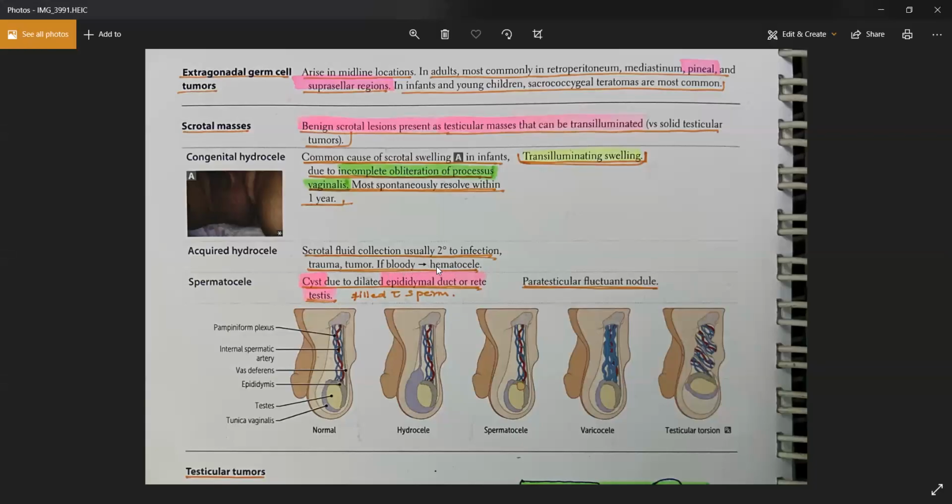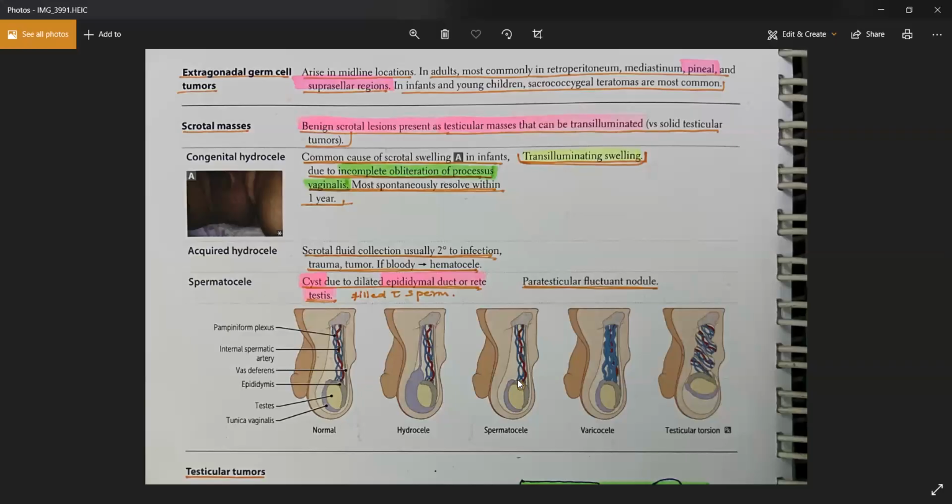Most often, if it is blood, it will be a hematocele. Then you have the spermatocele, and as the name suggests, you will have a cystic dilation of the epididymis or the rete testis, because they contain the sperms. They are the sperm ducts. So in this case, you'll have a swelling of the epididymis or the rete testis, as you can see. And this will present as a fluctuating nodule. Sometimes you have the swelling, sometimes the swelling resolves, and again the swelling will come back.